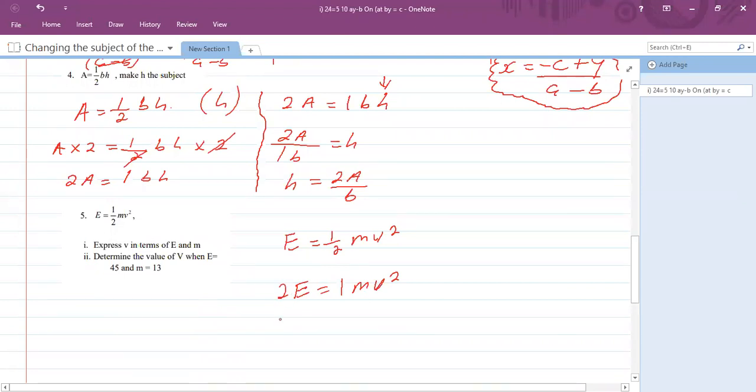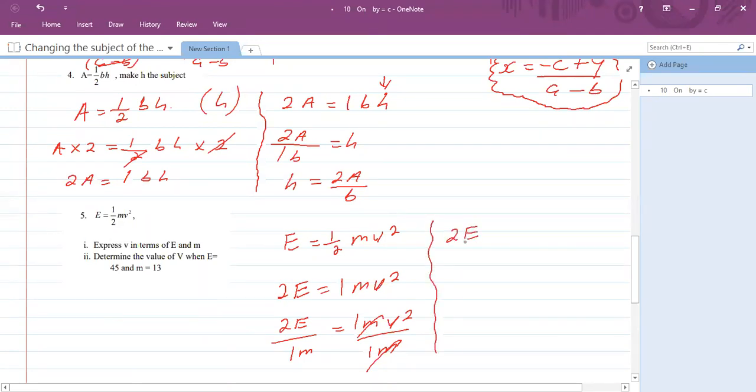So we divide both sides by 1M: 2E over 1M is equal to 1M V squared over 1M. So this cancels with that, yes. So what is left here? 2E over 1M is equal to V squared. I want to get rid of the square. What will I do? The square root.